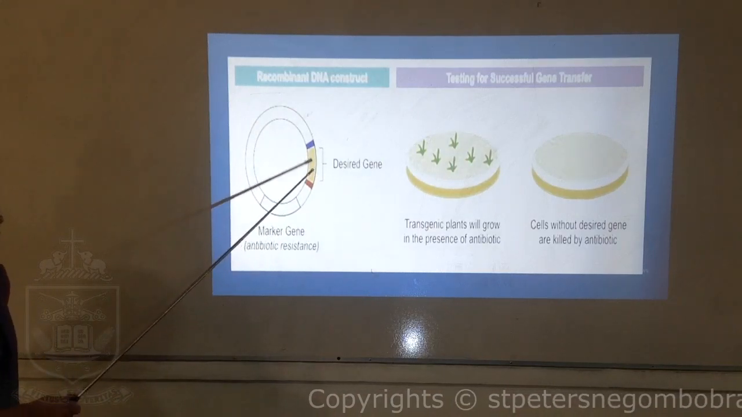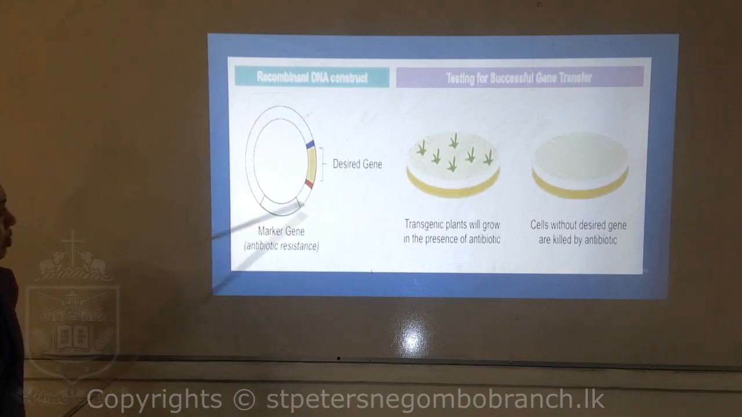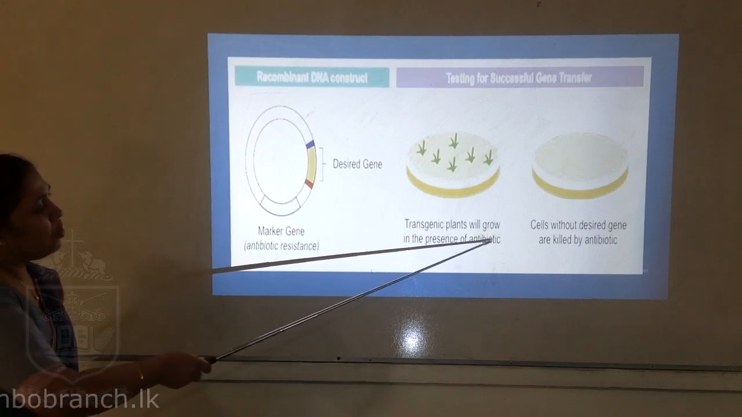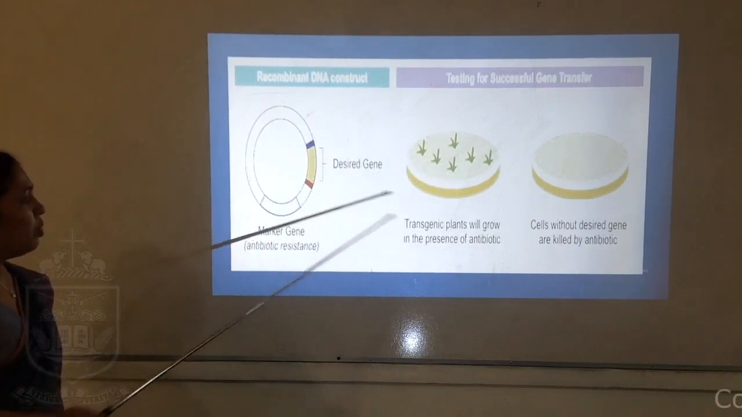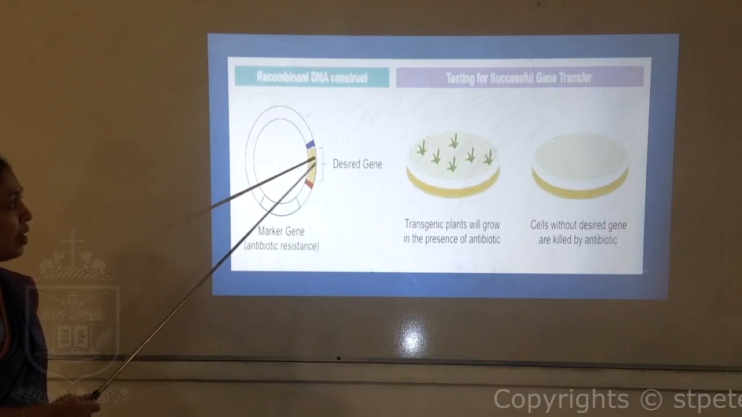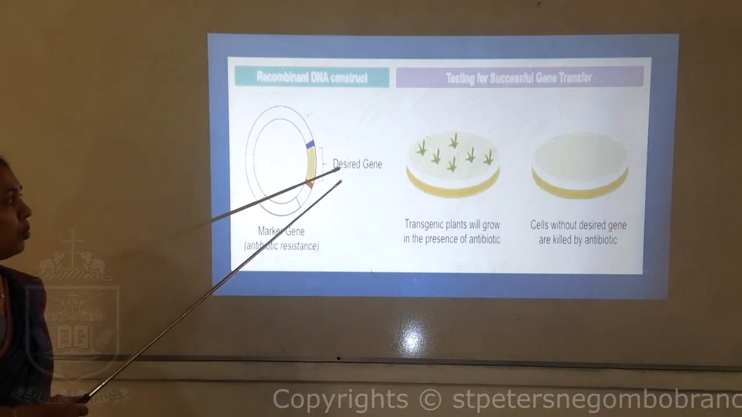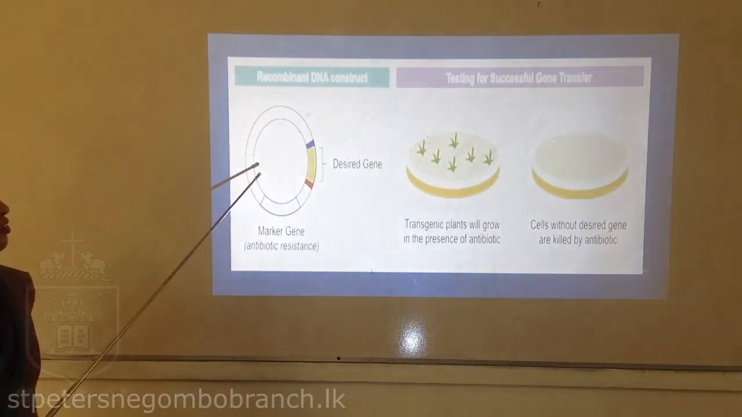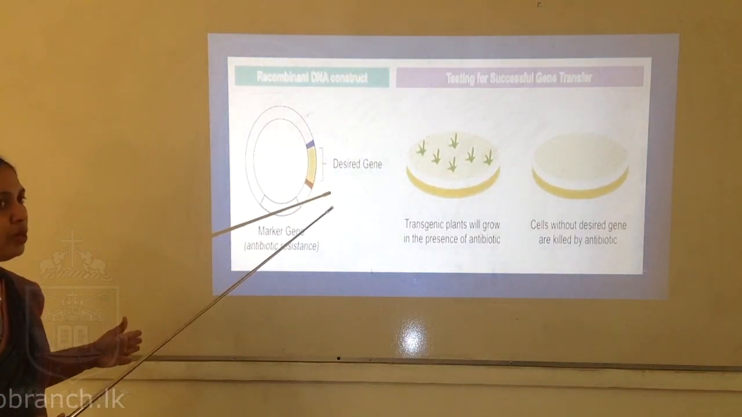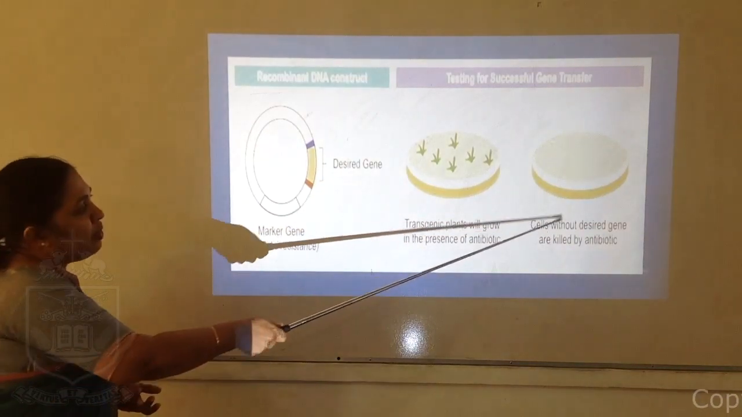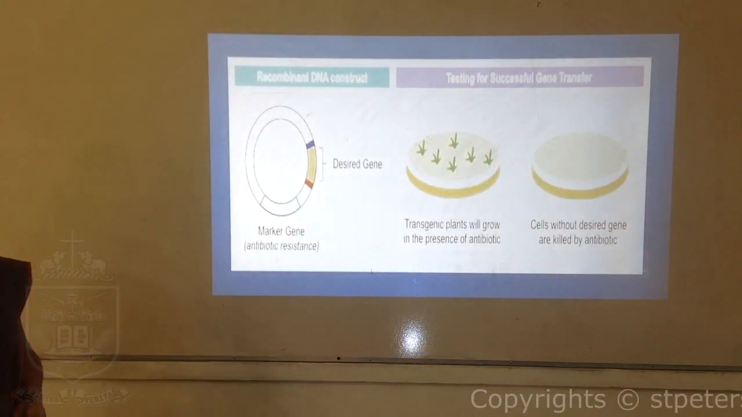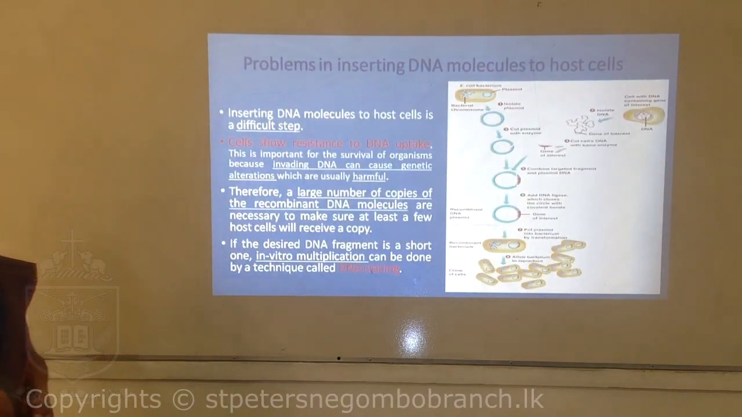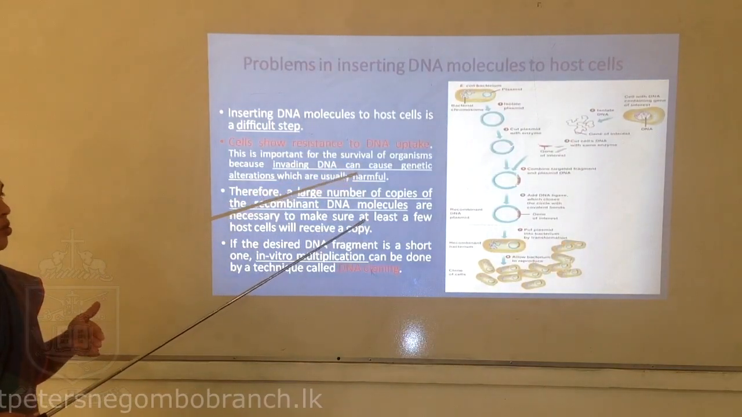So when a marker gene is used, this is the desired gene and this is the marker gene. When we grow them in the presence of antibiotic, they can grow because they have an antibiotic resistant gene as well as the desired gene, because it is coming all the time with the desired gene. If it is not transferred, both are not coming into the host cell, so cells will not grow. That is how we screen. So there are problems when inserting the DNA molecules into the host cells.